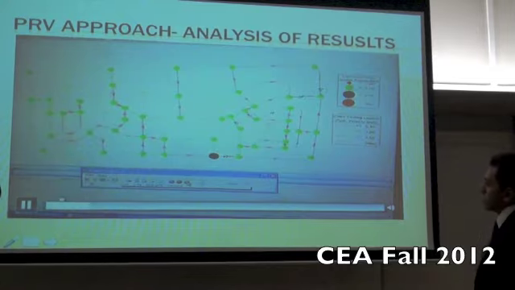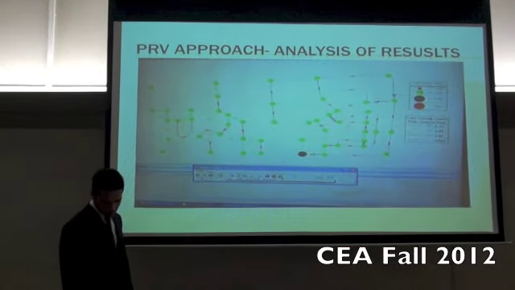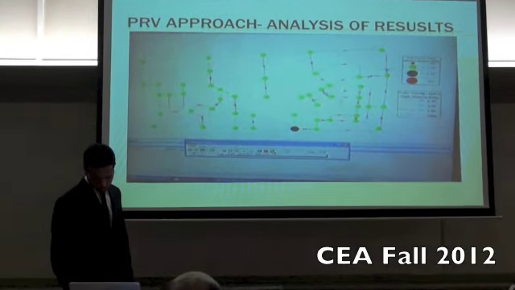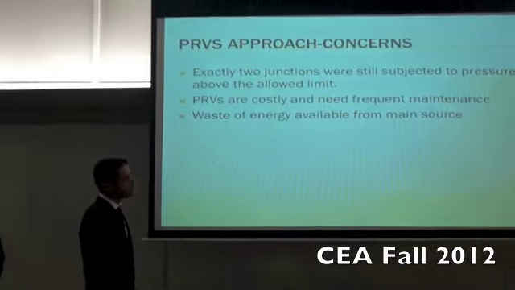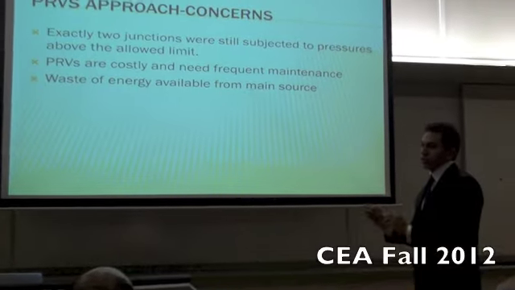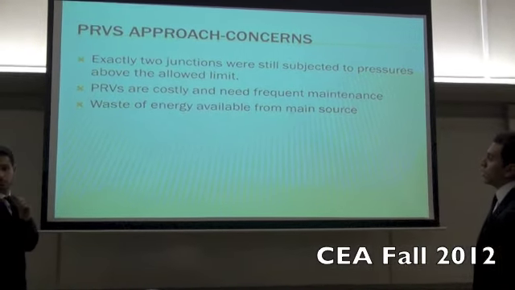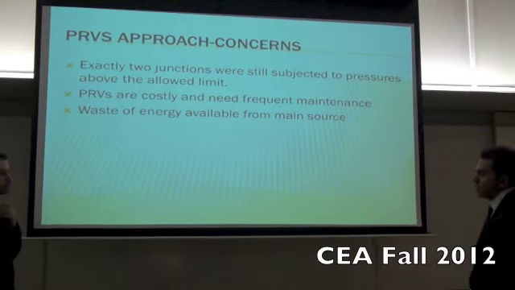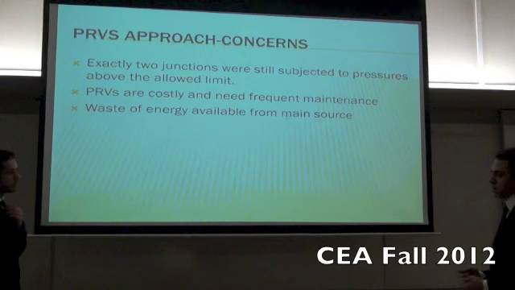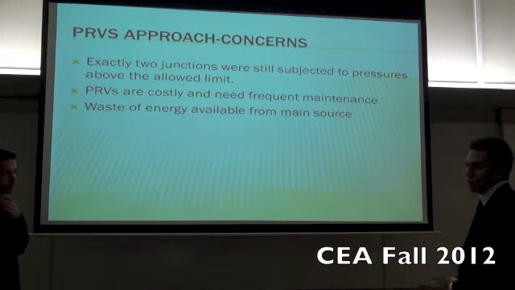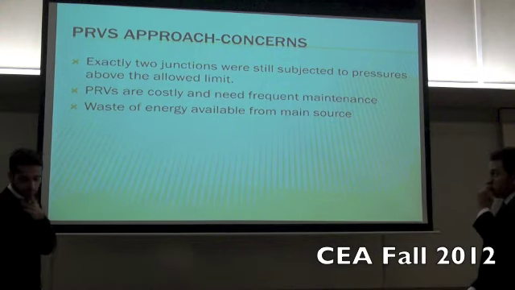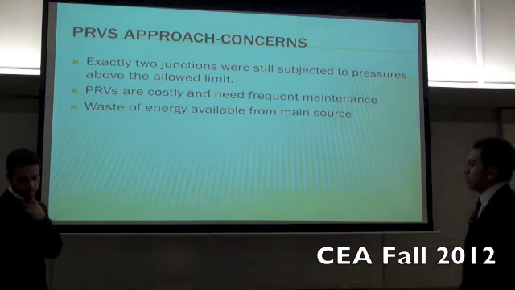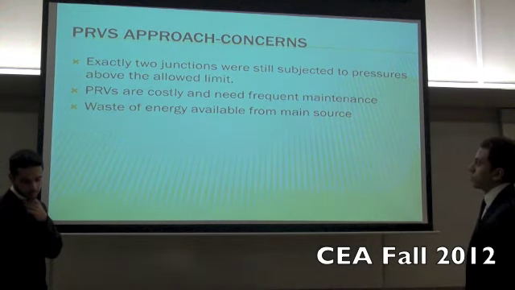So the pressure reducing valves approach still has some concerns. First, we still have two junctions that did not meet the criteria, and second, the PRVs in general are costly and need frequent maintenance. They did not last for the whole design period of the project, and they cause a waste of the energy available from the main source, because they reduce the water energy.